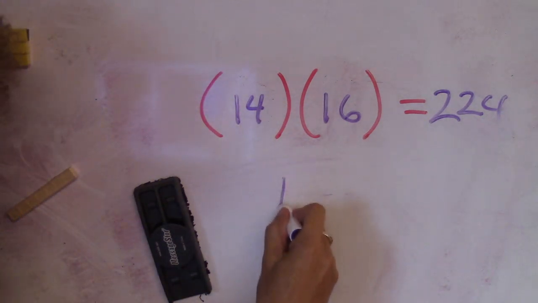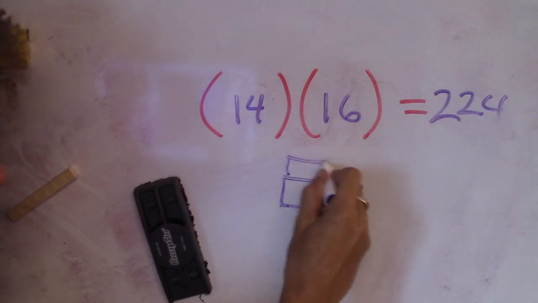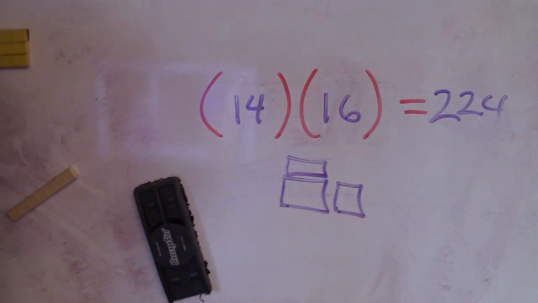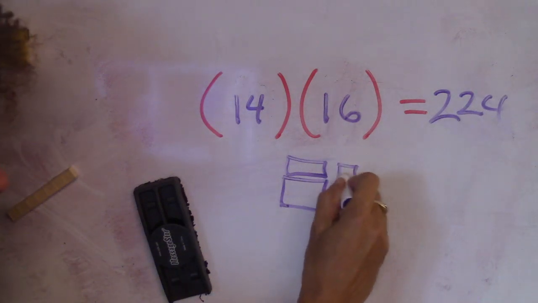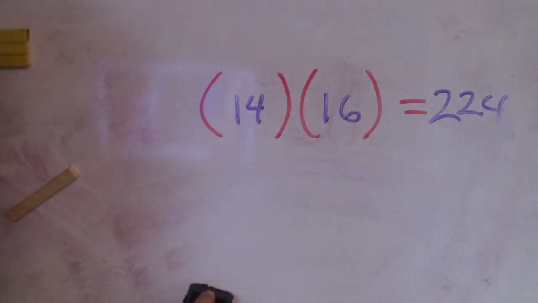Right here, I'll draw a picture. One color. 100. Over here is 6 tens. Over here is 4 tens. And over here is 24. There you go. 100, 200, 24. Very good. Like, exceptionally good.